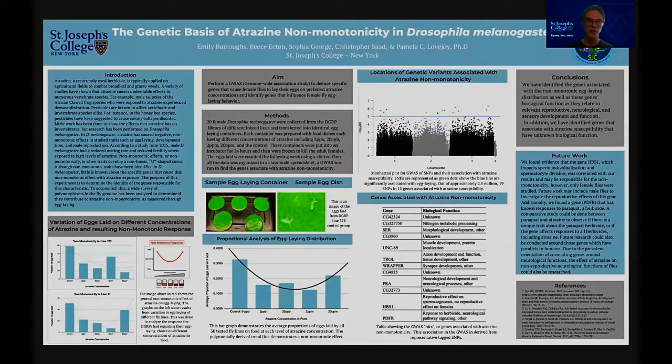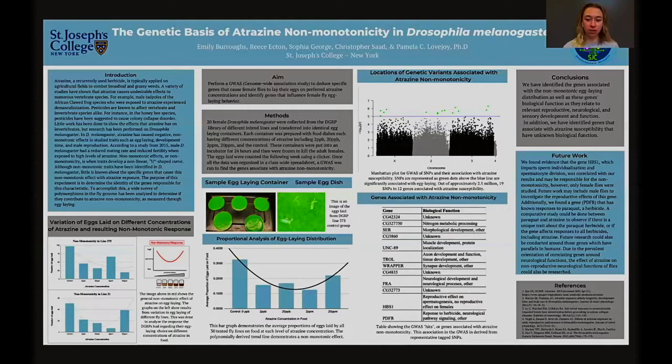The results of egg-laying patterns for each fly line, along with each genetic identity, were put into a genome-wide association study, or GWAS program, which identified how variances in specific genes between fly lines associated with variances in egg-laying patterns. This identified genes, indicated by the green dots on the Manhattan plot, that are most likely to be associated with this variant, which were then investigated. As shown in the table, genes associated with the non-monotonic egg-laying distribution as related to atrazine susceptibility were found to be related to neurological, reproductive, and sensory development and function.